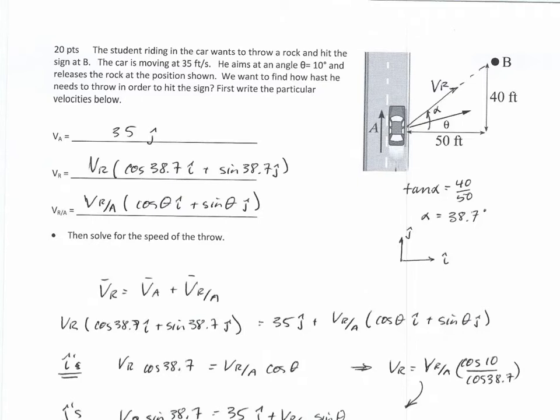I gave you this angle, I believe, yes, the angle is 10 degrees right here, but I didn't give you how fast he needed to throw it. And so that's what our whole question was, is how fast does he need to throw it in order to hit the sign at B.